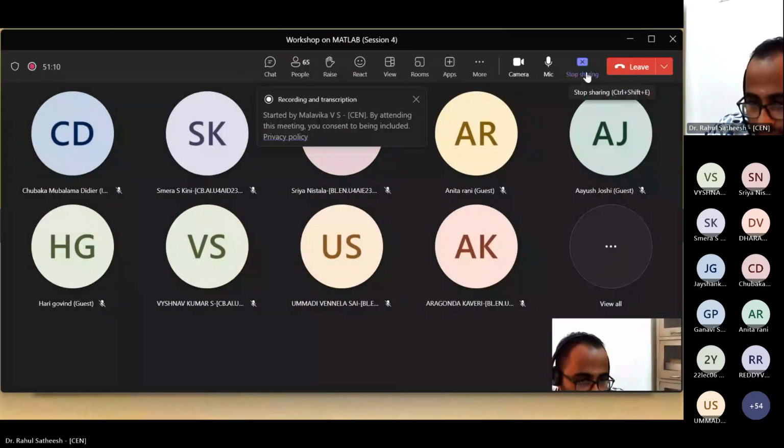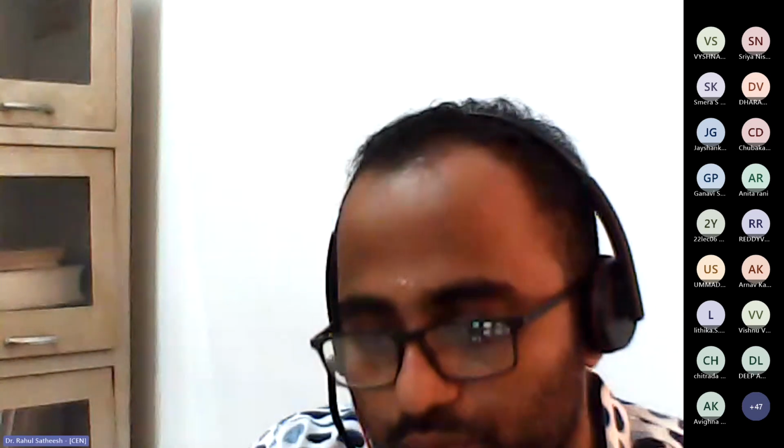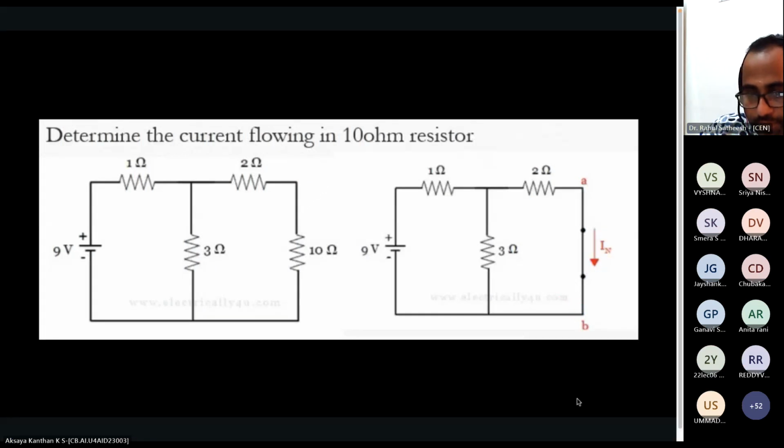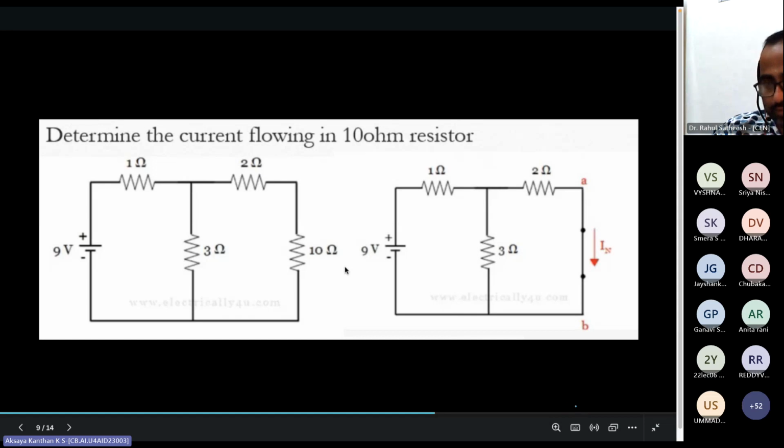I think everyone is clear about these things, right? Are you able to follow what is Norton? Can we move to the illustration of what we can do for MATLAB simulating? Akshay is ready. Can you share the screen now? Yes, sir. Please note down the question.